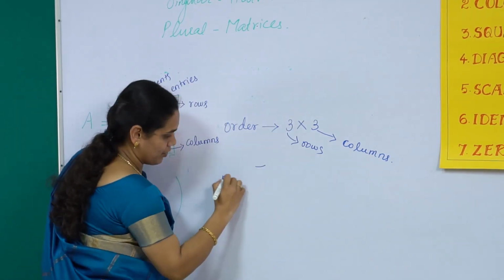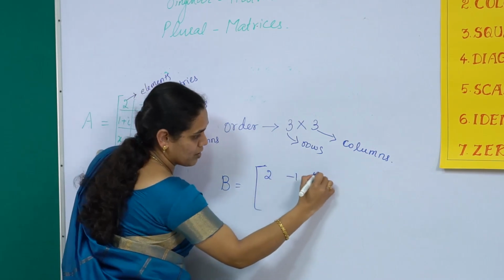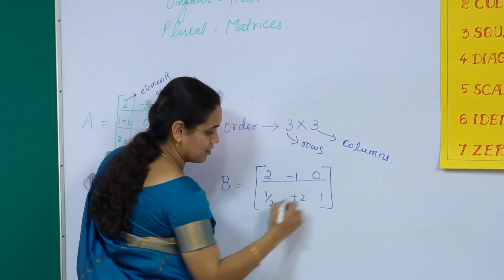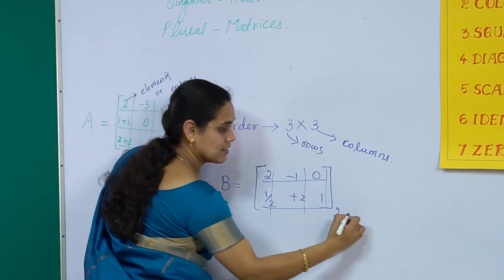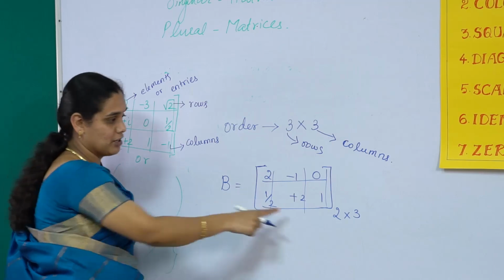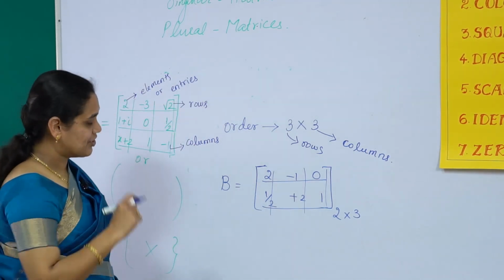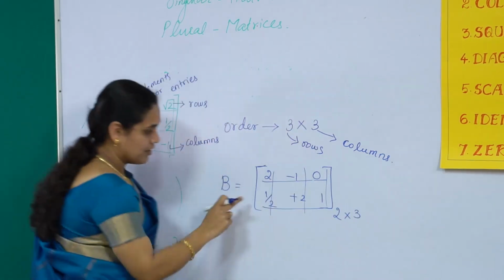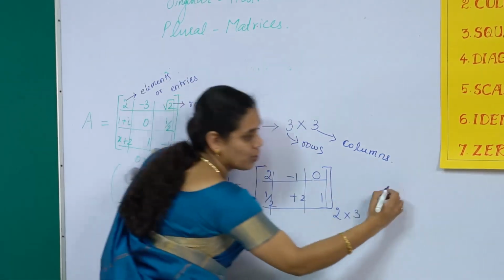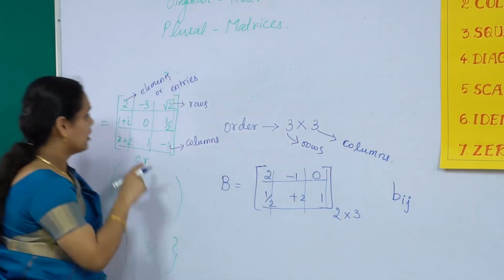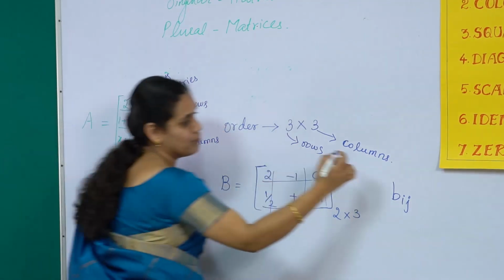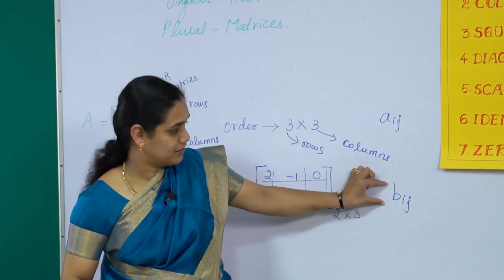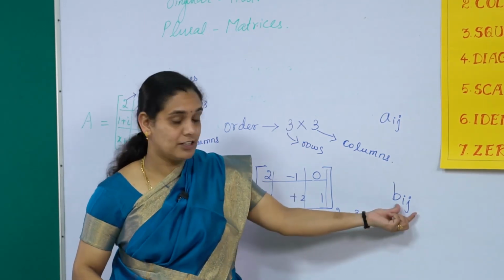Okay. Let me give you another example. 2, minus 1, 0, half, plus 2, 1. Here the number of rows is 2 and the number of columns is 3. So this is a matrix of order 2 by 3. Okay. And in general, we denote each element as, if we are taking the matrix as B, then we denote it as Bij. If we are taking the matrix as A, then we name it as Aij. See, this A and B should be slightly bigger than this i and j. i and j should be written as lower suffixes.